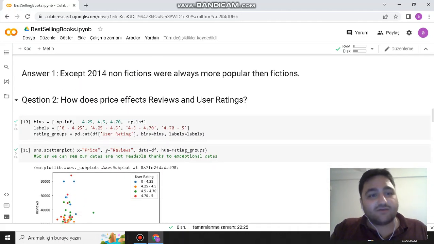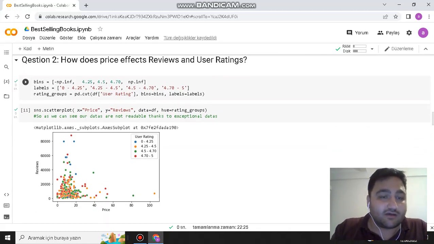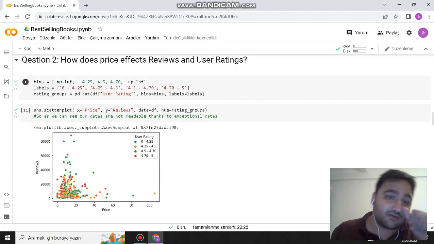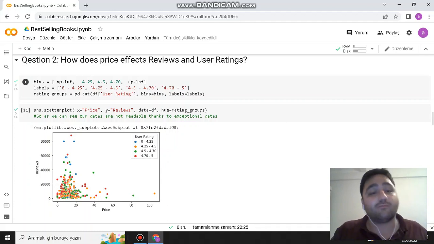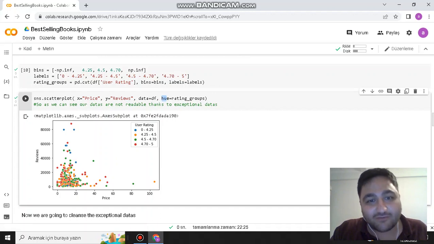So the second question is how does price affect reviews and user ratings? So this is a hard question, and to be able to answer it, as you can see, I categorized the user ratings as 0 to 4.25, 4.25 to 4.5, and etc. As you can see here, I use them as hue, like here. I don't know how to pronounce it.